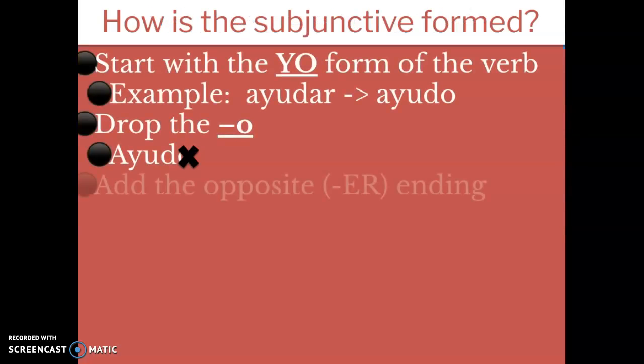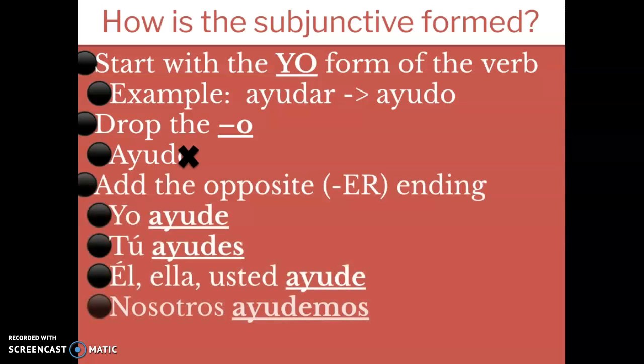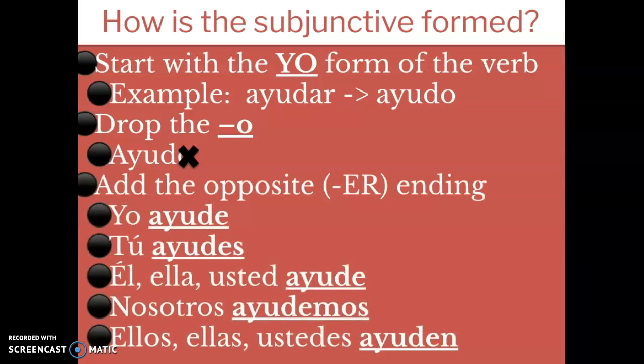So now let's look at how the subjunctive is formed. If you notice, it's going to be very similar to our commands that we just learned. So what you are going to do is first start at the yo form of the verb. So for example, we have our verb ayudar. In the yo form in the present tense, it's ayudo. So we're then going to drop the o, so now we are left with ayud, and we are going to add the opposite ending. So since this is an AR verb, we are going to add an ER ending.